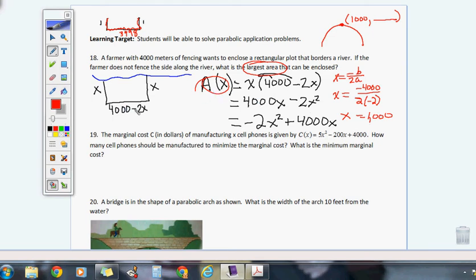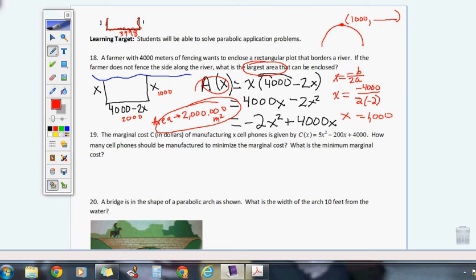Or you could go back here. Then you could be like, all right, well, x is 1,000, so I can put 1,000 right there. 4,000 minus 2,000 is going to be 2,000. So I could literally plug it in there and then do the area, 2,000 times 1,000. Okay? So the answer, the area that can be maximized here, whether you plug it in here or whether you plug it in over there, is going to end up being 2 million. When you work it all out, 2 million meters squared. That's going to be the answer to this problem.